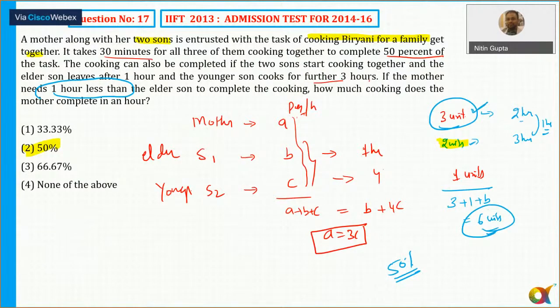Otherwise, we could have also done it by working on the reciprocal, isn't it? 1 by m plus 1 by e and 1 by n, we could have made an equation like that. But I have solved it by this approach. I tried 2 units at random and got the answer without difficulty. Otherwise, I can make one more equation and solve it here.